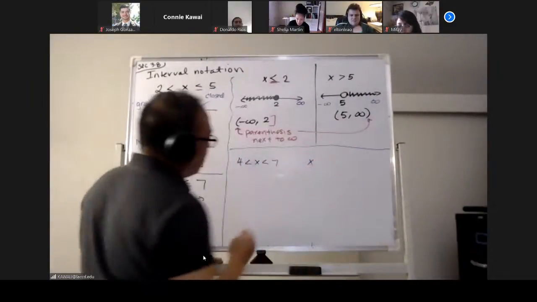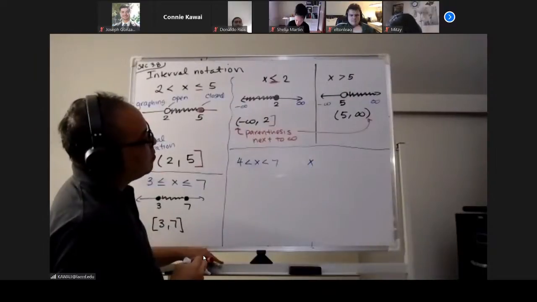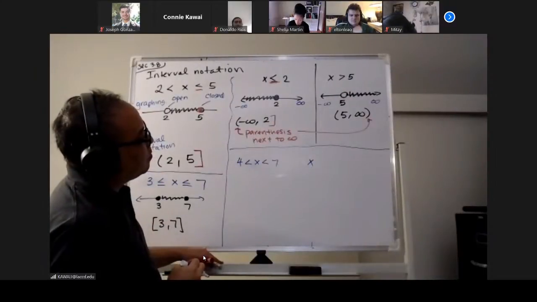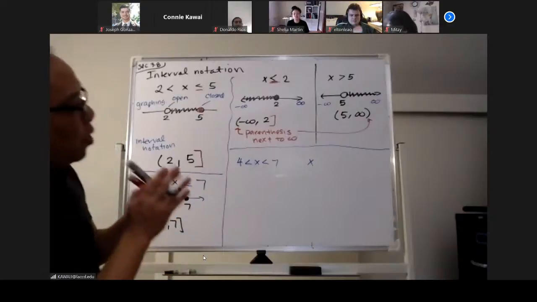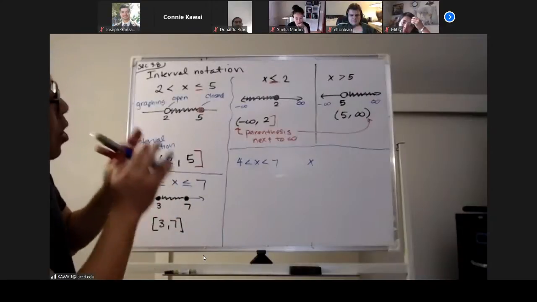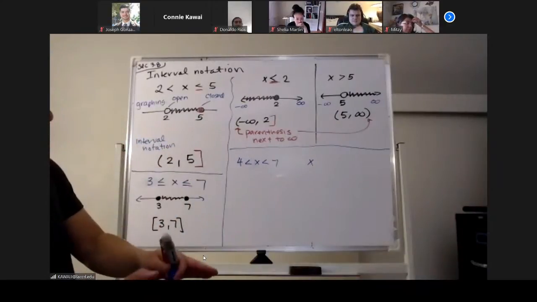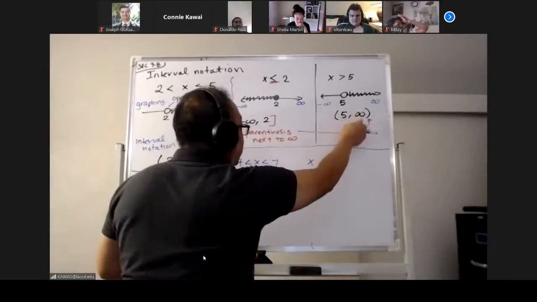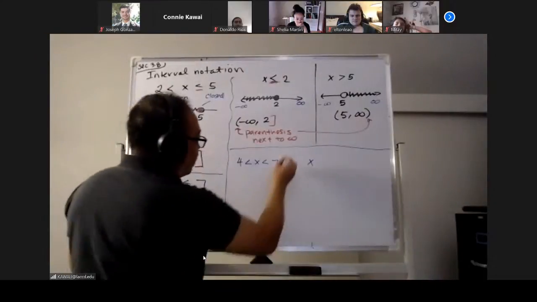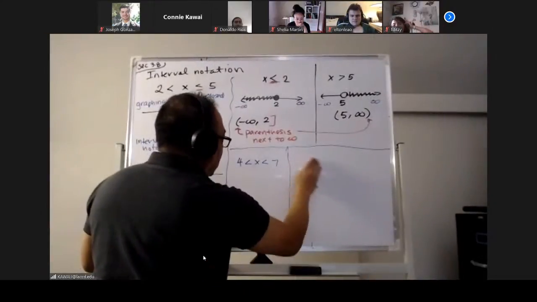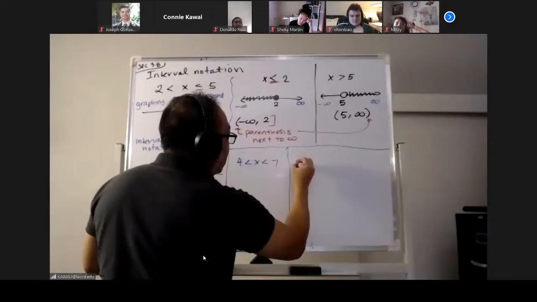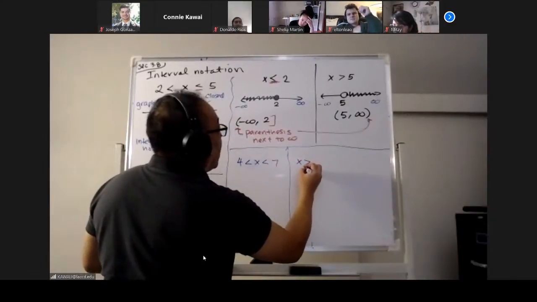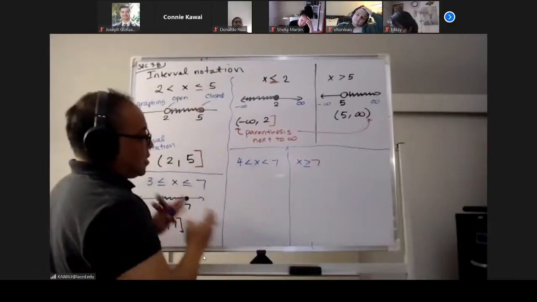Professor, if it was infinity comma 5, would that be incorrect? It'd be incorrect. You're asking a really great question. Always go small to big. So you always have to do small number to big. That's the assumption. So once you graph, just read the graph from left to right. Yes, always left to right.